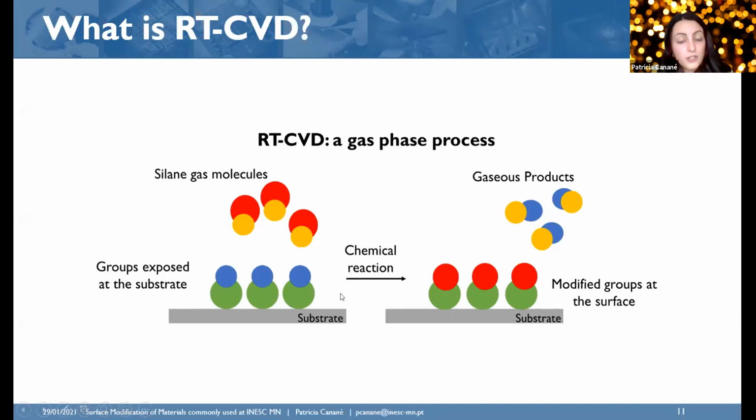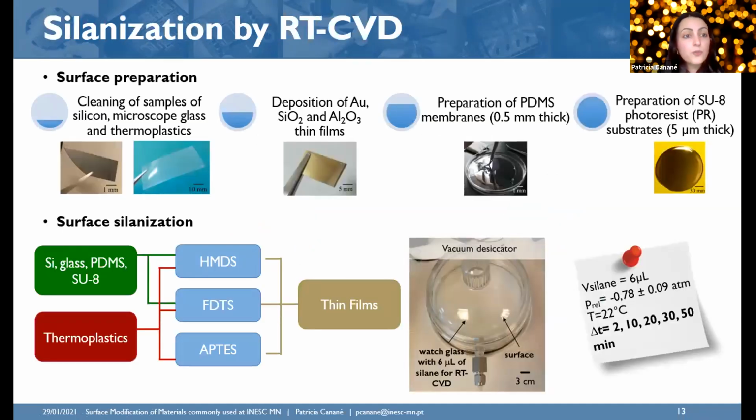Then a chemical reaction or interaction occurs between the silane molecules and the substrate, leaving different groups on top of the substrate, which leads to alteration of the surface wettability. This process, where we use a silane to alter the chemistry of the substrate, is called silanization. To perform silanization by RTCVD, first I had to prepare the several substrates that I mentioned earlier, and then the silanization was performed inside a vacuum desiccator that you can find at the PDMS room.